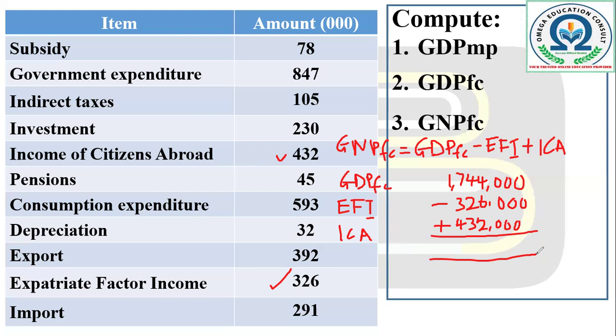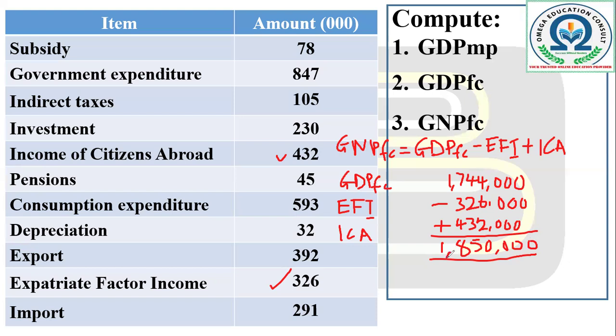All right, so 1,744,000 minus 326,000 plus 432,000. Okay, so when we do that, we are going to get 1,850,000. So we clearly write 1,850,000. Okay, great work done. So that is the gross national product.